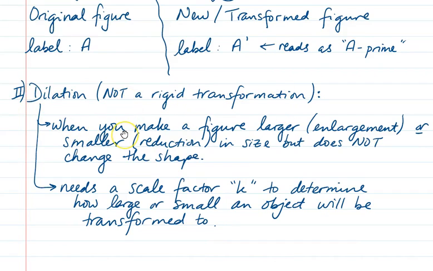So dilation is basically when you're making a figure that's going to be larger or smaller in size, but it does not change the shape. Think about when you're taking a picture, zooming in versus zooming out. That's what dilation is all about. And it does require a scale factor, which we like to call the letter K, that's our scale factor, to determine how large or small an object will be transformed to.